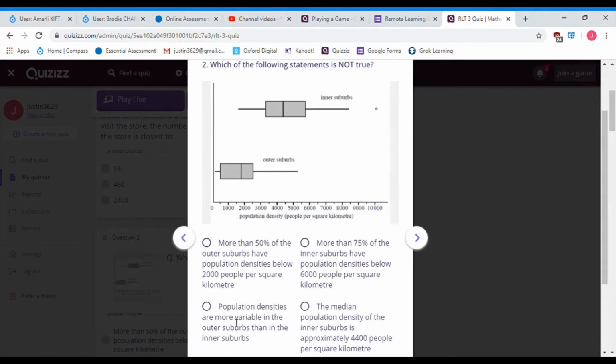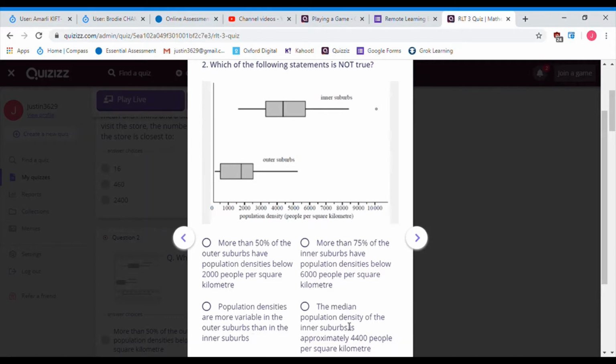Population densities are more variable in the outer suburbs than in the inner suburbs. Just using your eye, you can see that the inner suburbs box plot has a much wider spread than the outer suburbs box plot. So in fact, the inner suburbs population density is more variable than the outer suburbs. So this one is not true.